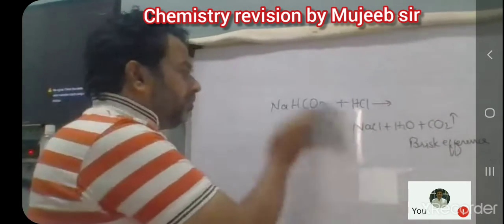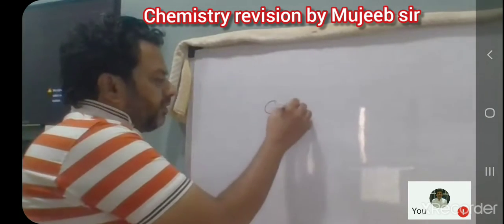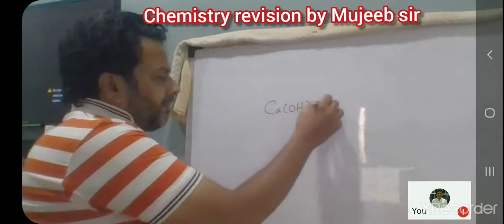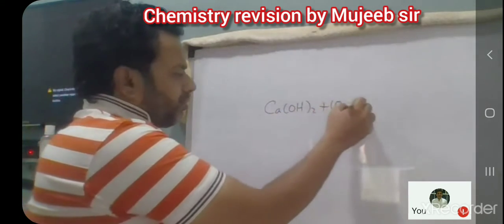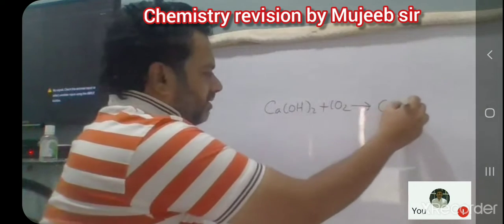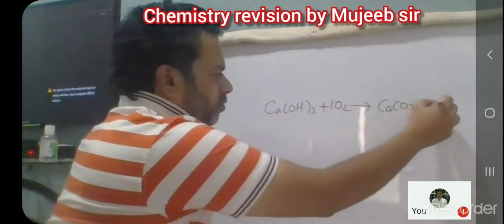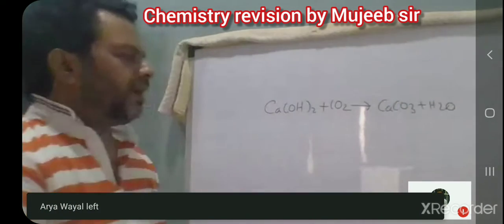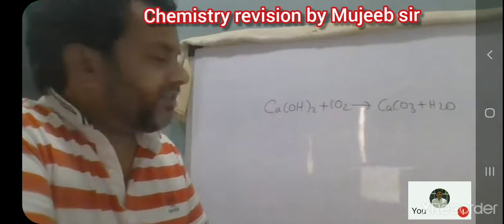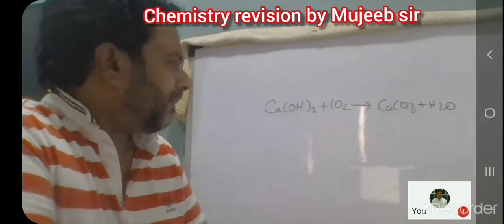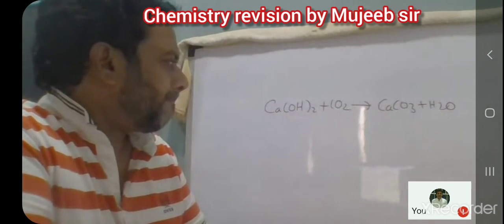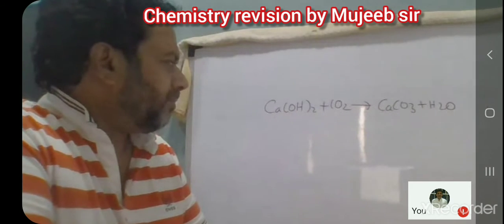Now, as you said first, pass the gas through the lime water. So what happens over here? Suppose I take this lime water, Ca(OH)2, and pass the carbon dioxide gas through it. What will happen? I will get CaCO3 plus H2O. Now tell me, in which category will you put this reaction?